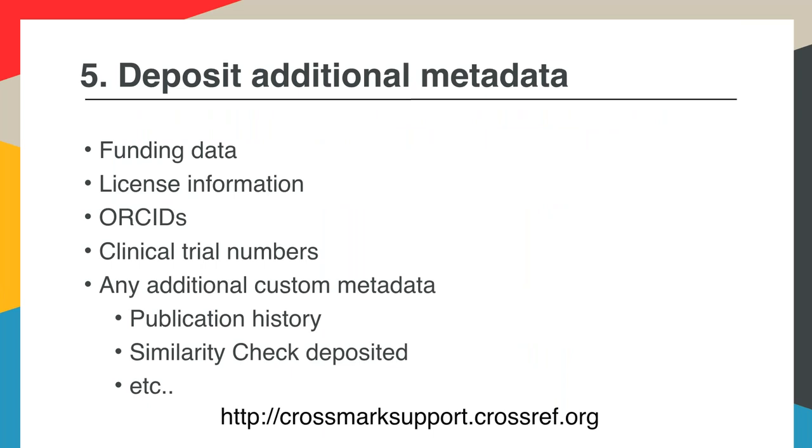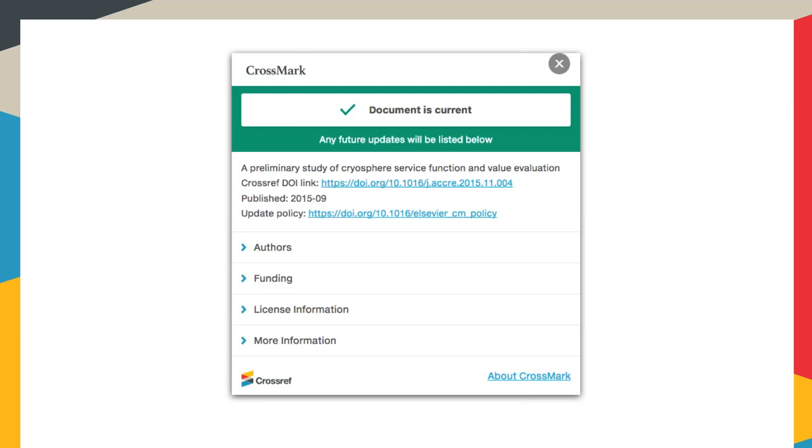And then a final step is to make sure that you're depositing as much additional metadata as you can. So any of these types of content, which are all things that you can add as part of your regular deposits to Crossref. The key thing with all of these is if you send them to us when you're registering your content, we'll display them in the Crossmark box. So it really starts to make that box a really useful resource for your readers.